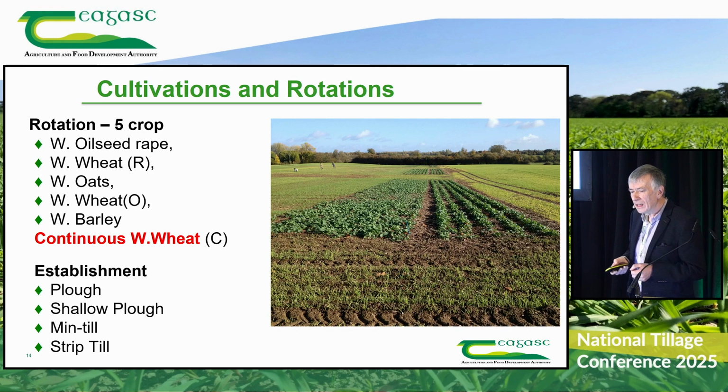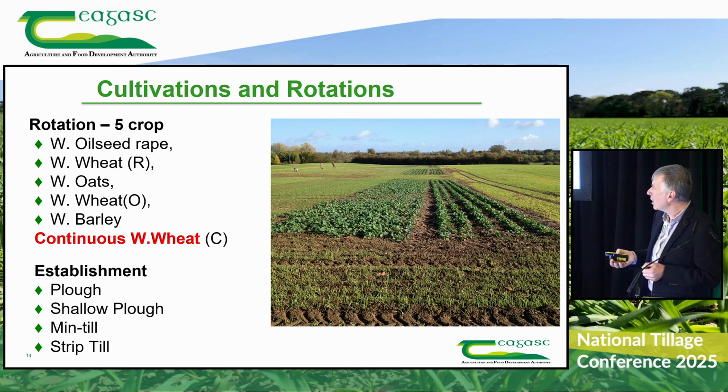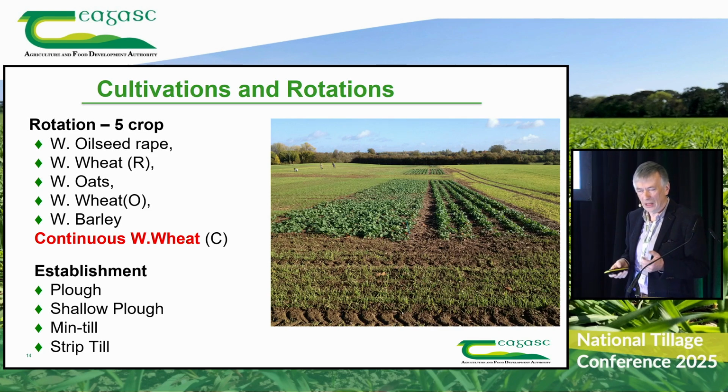Just to move on quickly, we've incorporated cultivations and rotations. We have a 5-course rotation running, winter oilseed rape, followed by winter wheat, followed by winter oats, another winter wheat and winter barley. And we're comparing that with continuous wheat. And we're doing all of that with four establishment systems: plough, shallow plough, min till and strip till, okay?